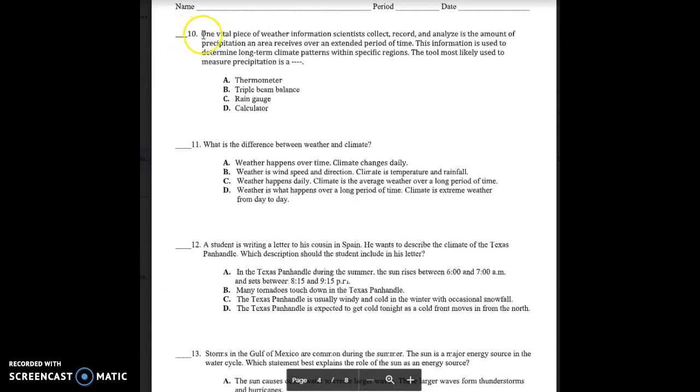Number 10. One vital piece of weather information scientists collect, record, and analyze is the amount of precipitation an area receives over an extended period of time. This information is used to determine long-term climate patterns within specific regions. The tool most likely used to measure precipitation is A. Thermometer. B. Triple beam balance. C. Rain gauge. D. Calculator.